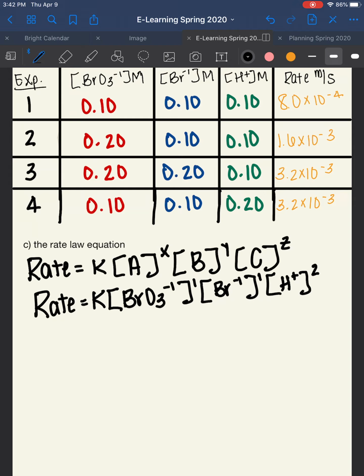My handwriting isn't the best on the iPad, so hopefully you guys can understand that. We have rate is equal to K, BrO3 negative 1, raised to the first power because it's first order, times Br negative 1, raised to the first order again, times H plus, raised to the second power because it's second order. And again, just so you guys remember, whenever we have anything in brackets like this, those brackets mean the concentration.